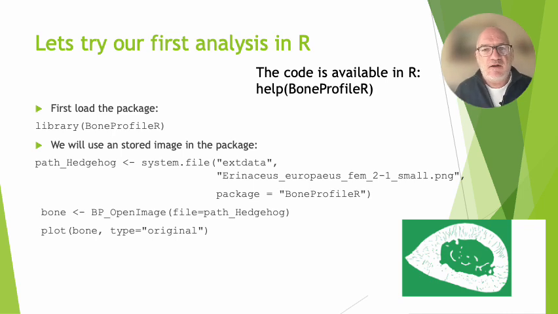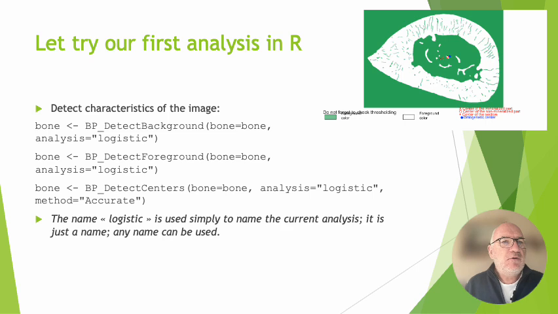Here, this is green and white. White is the mineralized part of the section. Then we use automatic identification of background and foreground using the functions BP_DetectBackground and BP_DetectForeground.